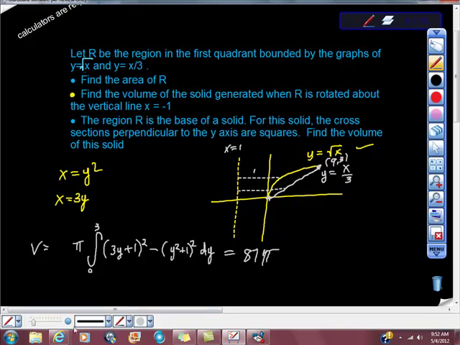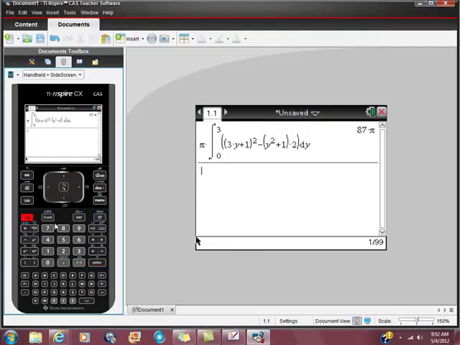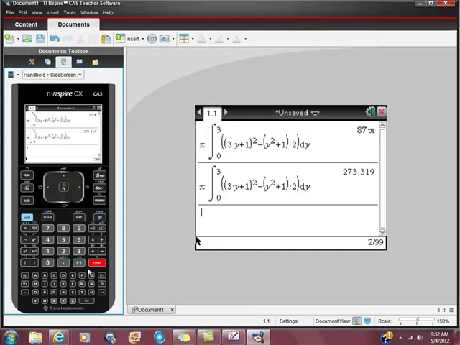The other way you could do that, let's go back to this just for a second, if you want a different answer, you could do it this way and get 273, which is the same answer.